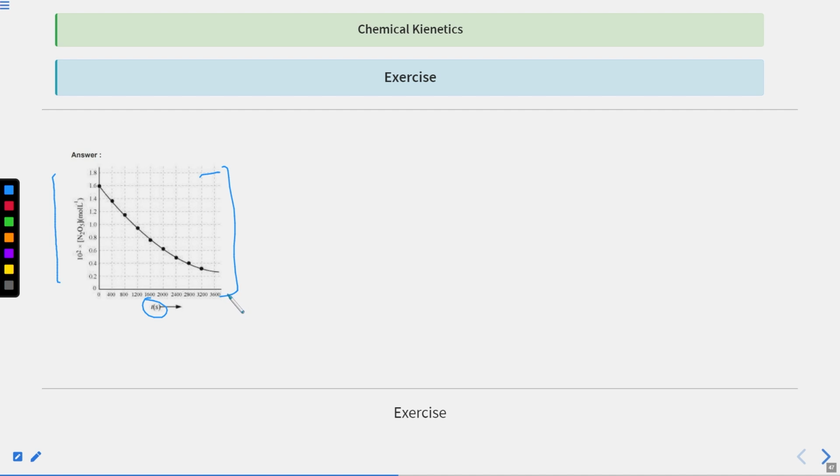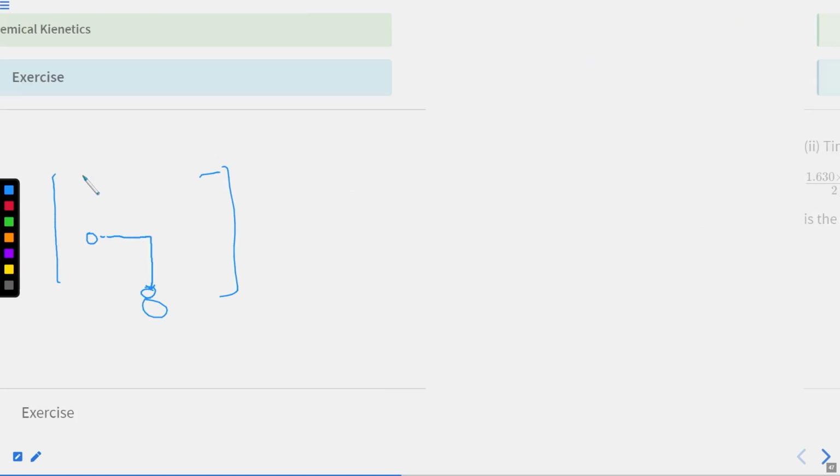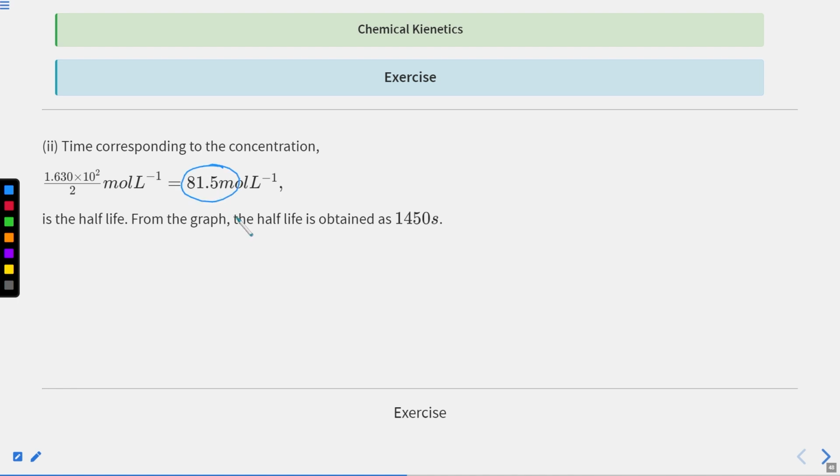Now second, we have to find the half-life. So half-life is basically the time when the concentration is half. So 1.6 times 1 by 2, that is 0.8. At this point, the time is 1600. So this is our half-life, 1600 seconds. So it is basically 1450, so it is written approximately. So we have taken 1.630 divided by 2, that is 0.815, and at 0.815 it is 1450 seconds.